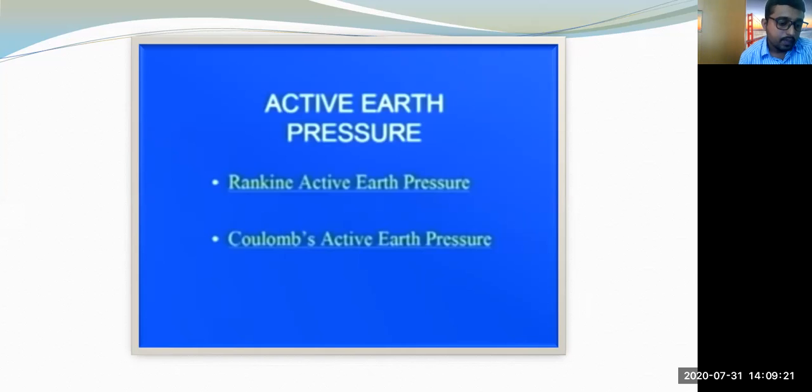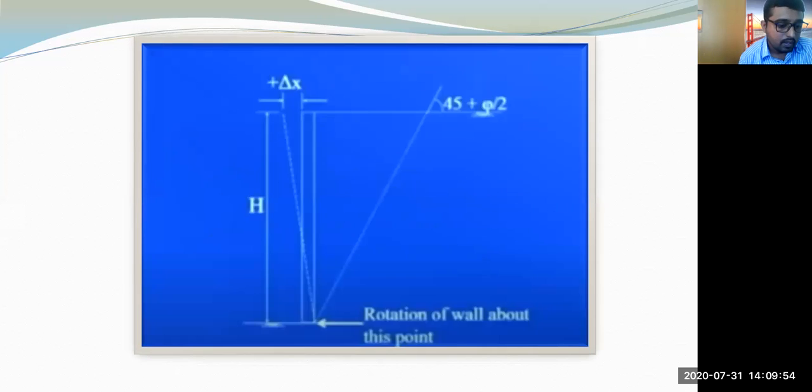Various research workers have proposed theories to estimate the active earth pressure. Mainly two are used: Rankine's active earth pressure and Coulomb's active earth pressure. Both have some advantages or disadvantages, and one has some limitation over the other. We will be discussing all these aspects one by one. First, let us see what we mean by Rankine's active earth pressure.